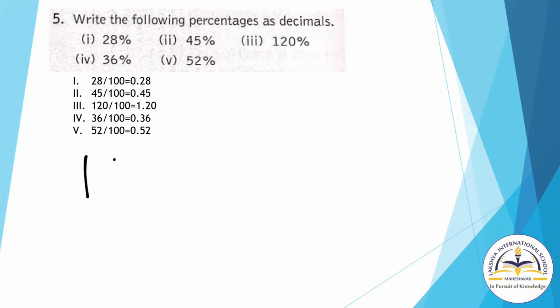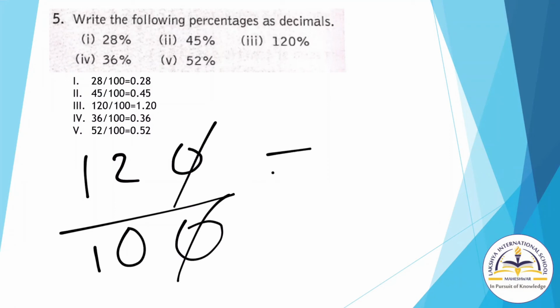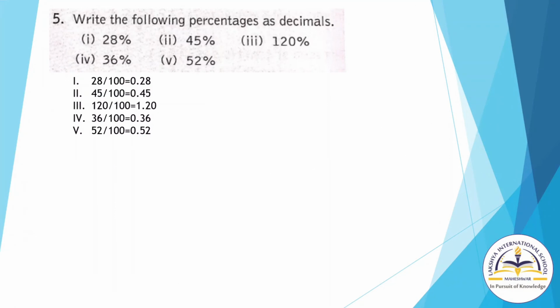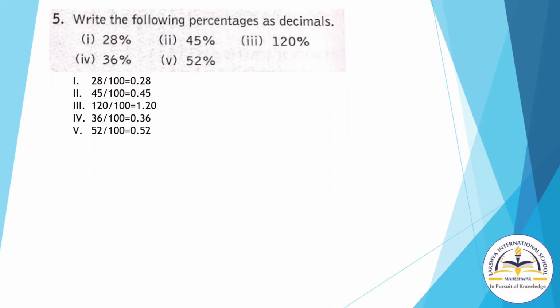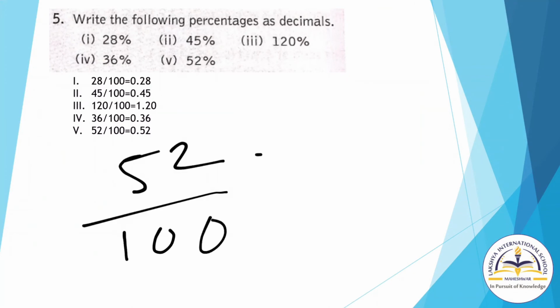Now next, 120 by 100. It means 1.20 will be the answer. Now next, 36 by 100. 36%, you will get 0.36. Now next, 52% means 52 by 100, it means 0.52 will be the answer.